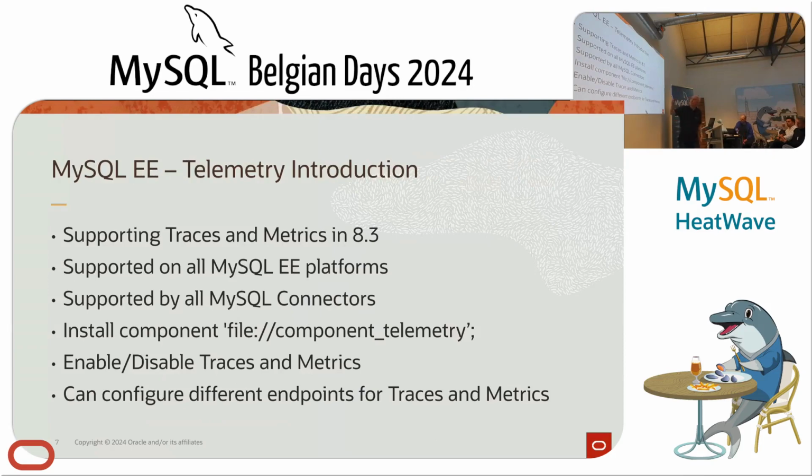We are supporting traces and metrics in 8.3. That's also what will be there in 8.4. We support all the Enterprise Edition platforms, including Windows. It's supported by all the MySQL connectors, and this is for traces. You install it as a component, file component telemetry. You can enable and disable metrics or traces independently. And you can decide where to send traces or metrics. They can be sent to different places, with different endpoints.